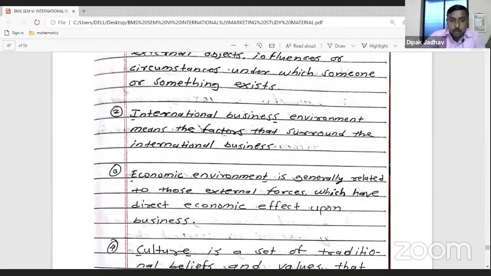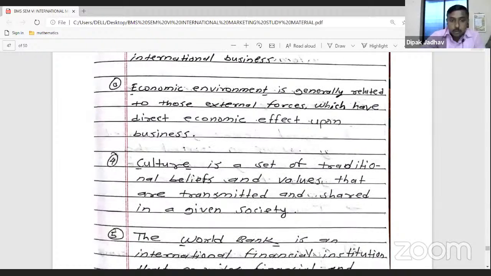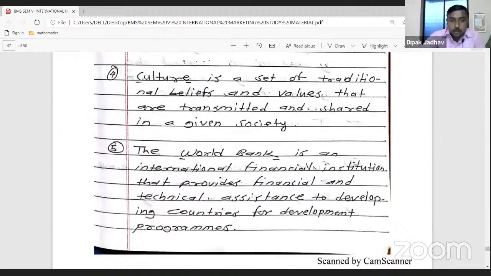Then the World Bank. The World Bank is an international financing institution that provides financial and technical assistance to developing countries for development programs. The next is the international, the World Bank, it is 1956. This is for financial assistance for developing countries.